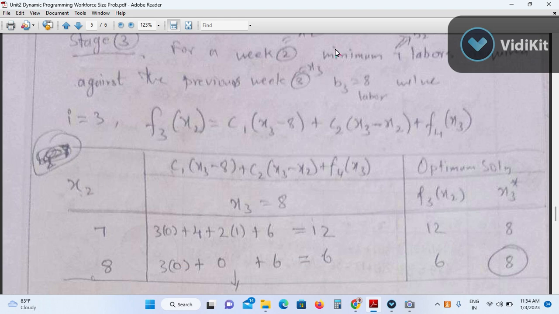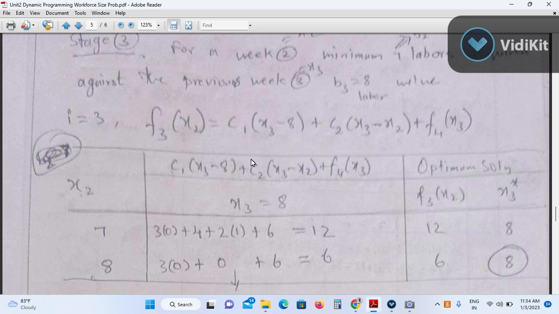So for week 2, with minimum 7 laborers, that is B2, 7 laborers required against the previous week, that is the third week, right? So the minimum laborers is 8. Therefore, I'll put the formula, put i equal to 3. So you'll get this nice formula.